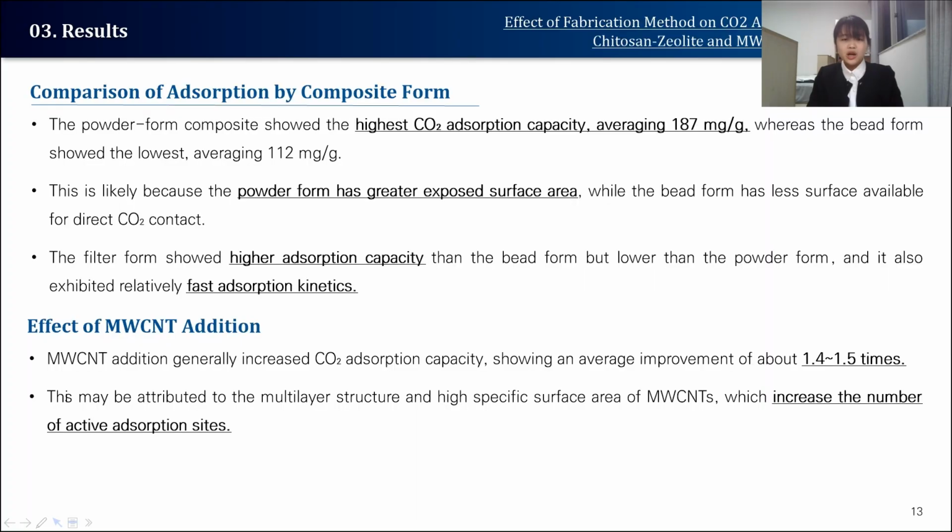The powder form showed the highest absorption capacity, the bead form the lowest, and the filter form intermediate performance. These differences are likely due to structural differences, especially surface exposure and accessibility of absorption sites. In all forms, the composites containing MWCNT showed higher absorption capacity than the composite without MWCNT. This suggests that the MWCNT had a consistent positive effect on composite performance.